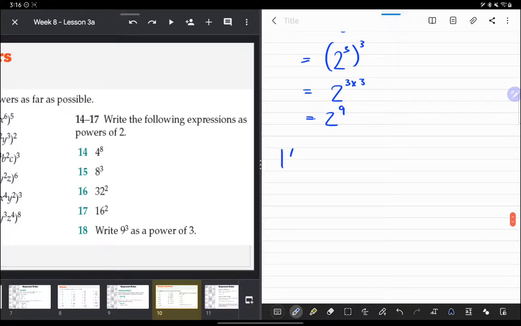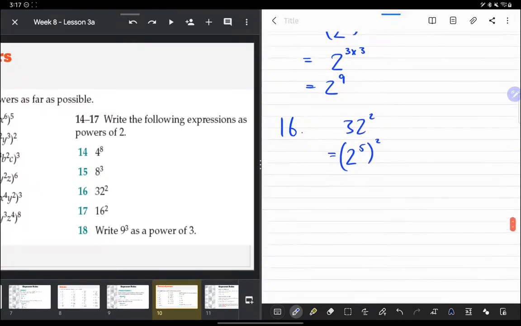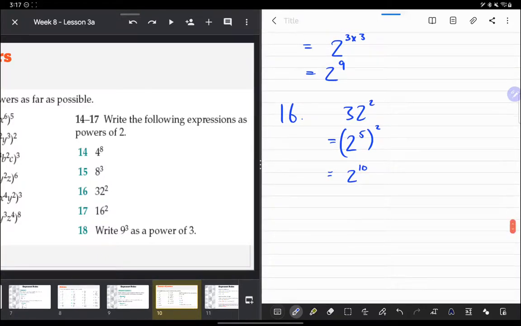boom, 16. 32 squared is the same as 2 to the power of, well, 32, I think, is a 5. 2 to the power of 5 squared. Cool, that is 2 to the power of 10.